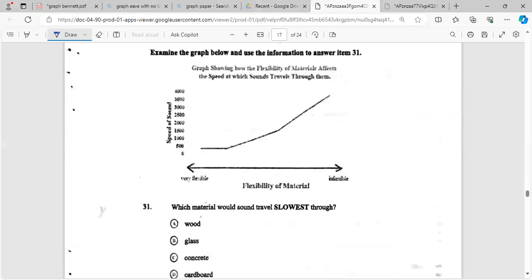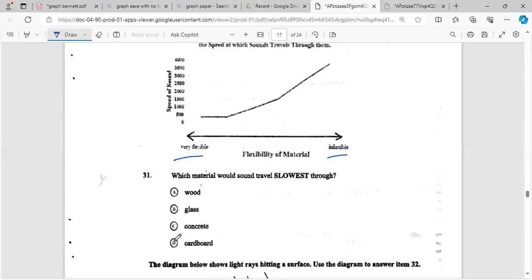Examine the graph below and use the information to answer item 31. Graph showing how the flexibility of materials affects the speed at which sound travels through them. So this is very flexible and this is inflexible. Which material would sound travel slowest through? Is it wood, glass, concrete, or cardboard? I would say cardboard.